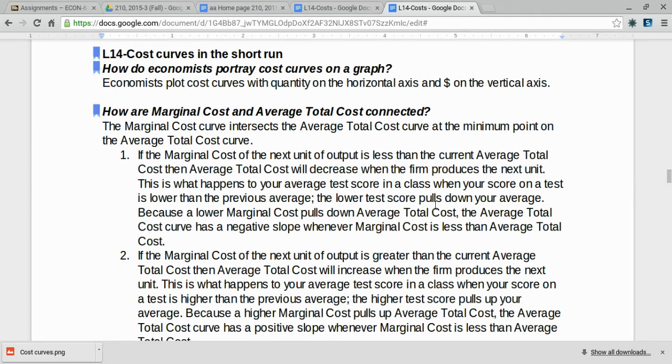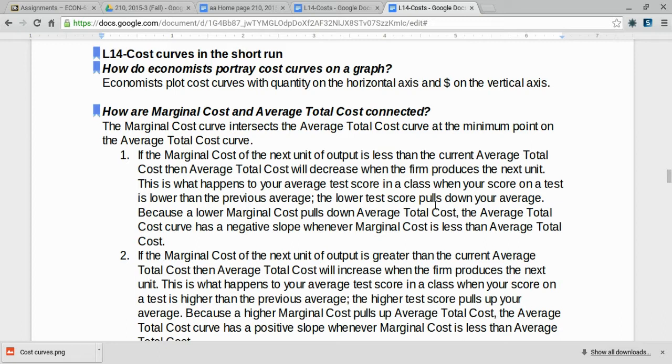Economists plot cost curves with quantity on the horizontal axis and dollars on the vertical axis. When we plot the marginal cost curve and the average total cost curve, we'll always have that the marginal cost curve intersects the average total cost curve at the minimum point on the average total cost curve. The reason for this is simple math.